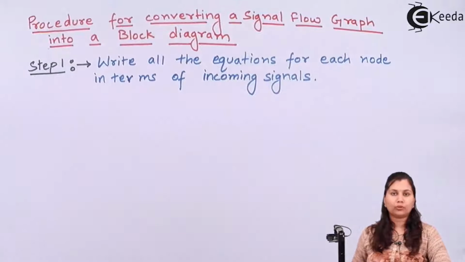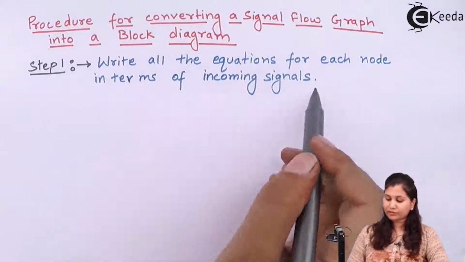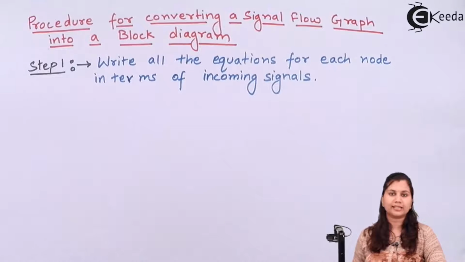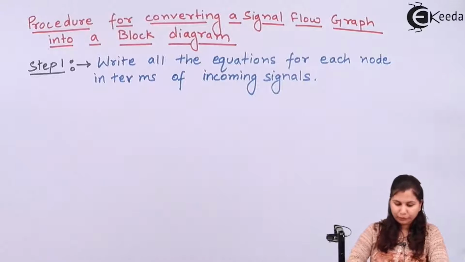So for all the nodes present in the signal flow graph, we have to write the equations, and the equations should be in terms of the incoming signals, that is, the signals coming towards the node. So this is our first step. Now step number 2.